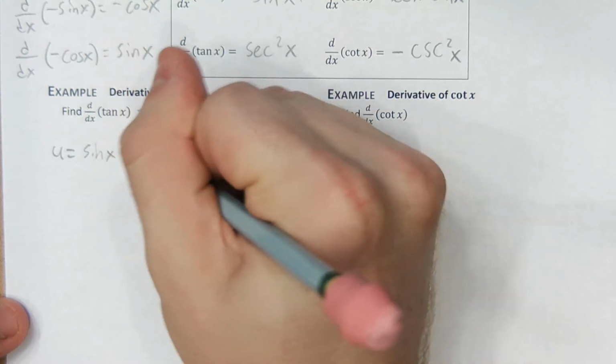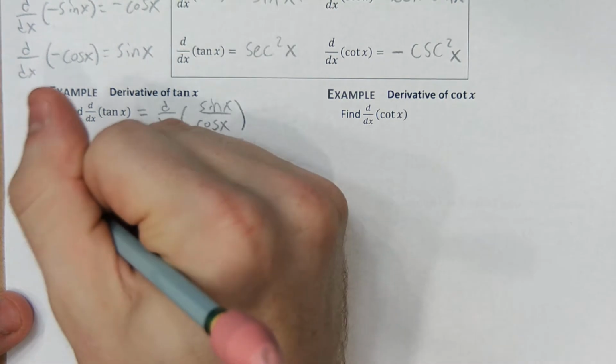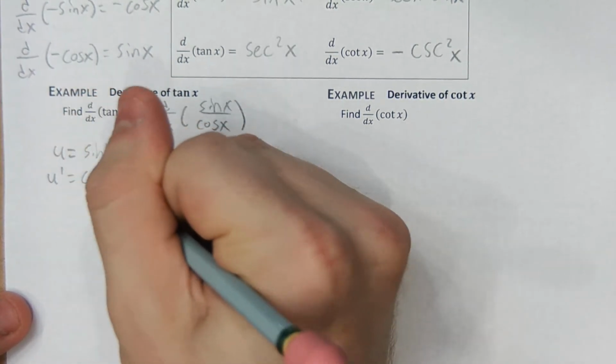Okay, here we are. V is cosine of x. Then u prime is the derivative of sine x, which is cosine x.